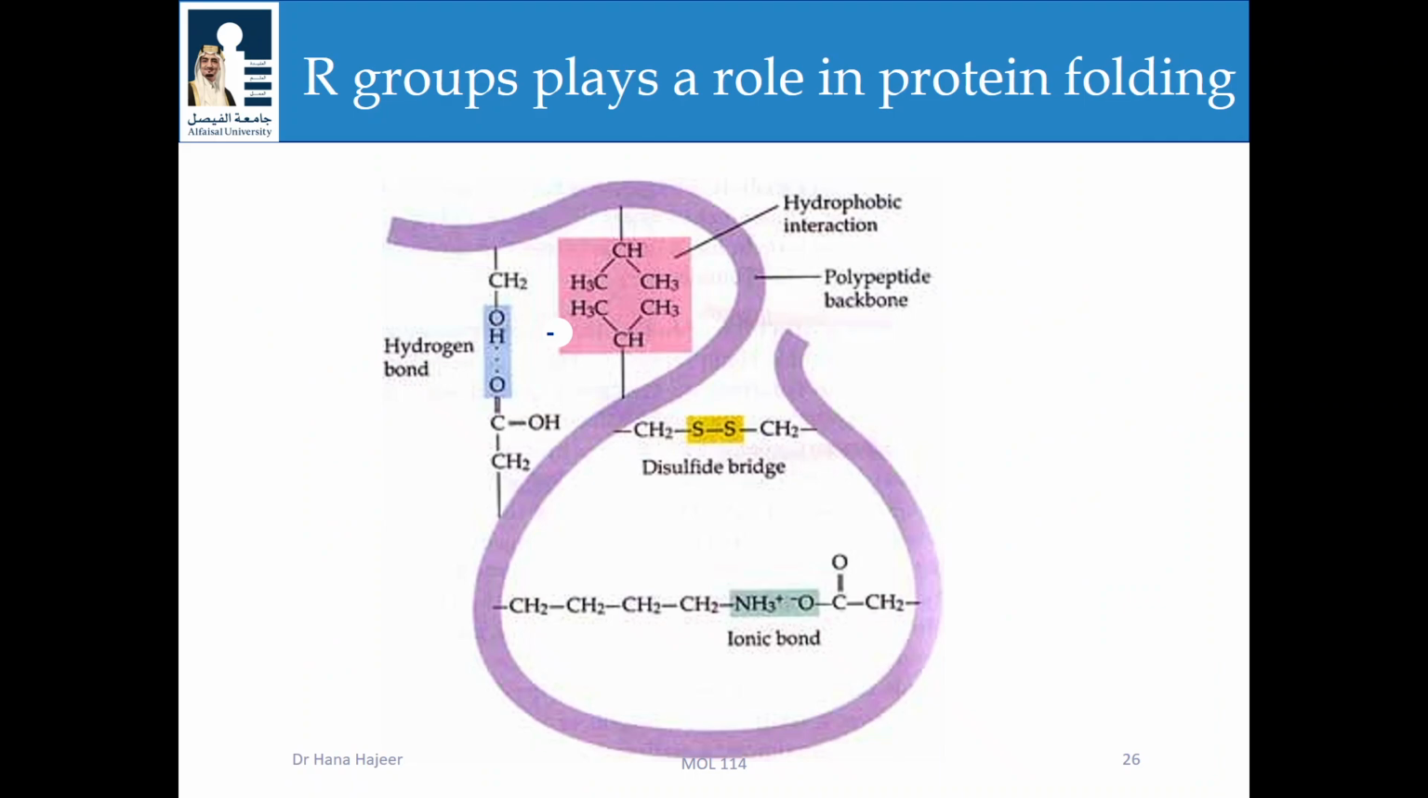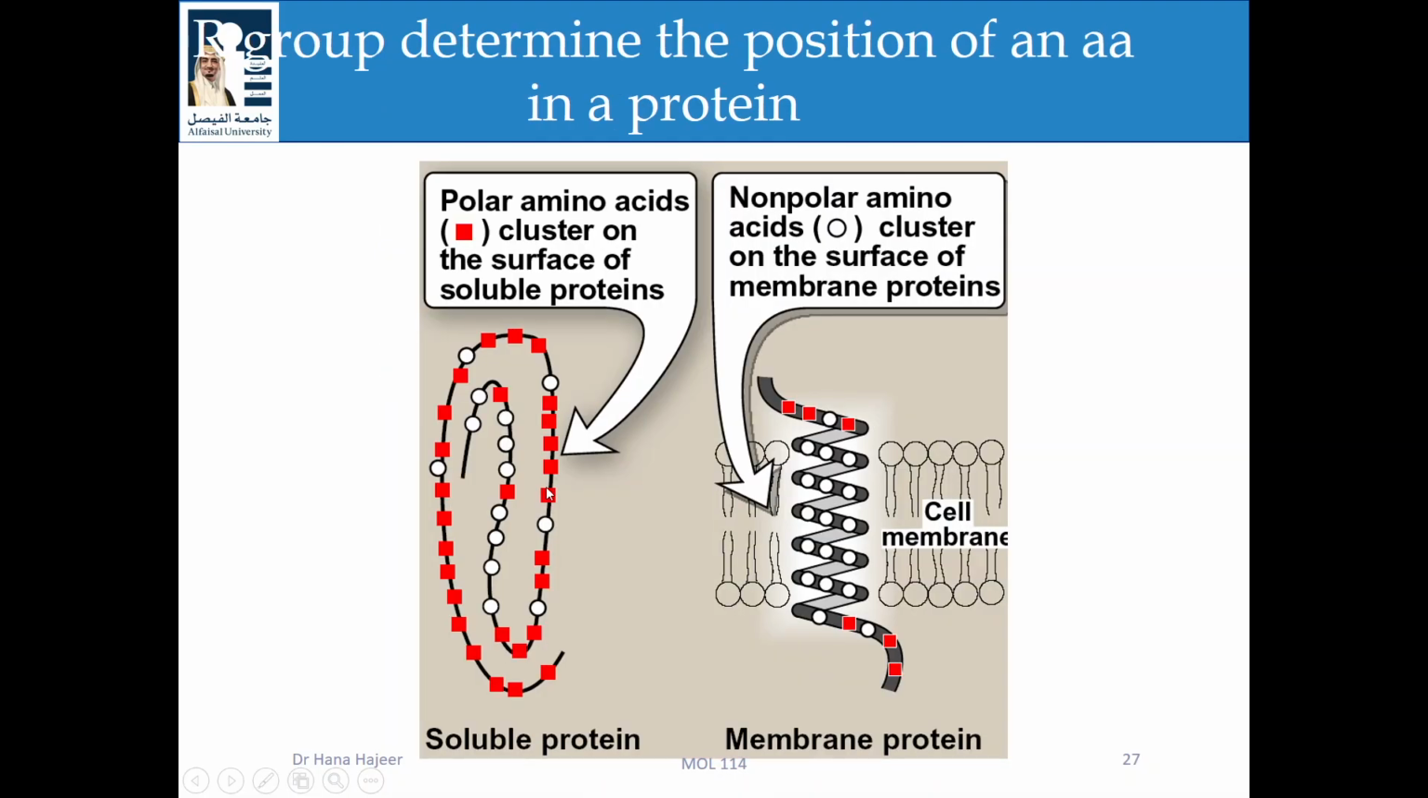So this is just an example to show you that it is the R that is going to be interacting, and this is the R that is going to influence the folding of the protein. And it is the R that will tell us whether this amino acid is going to be on the surface or inside. So if you look here, the circles are non-polar amino acids. Because they are non-polar, they have to hide inside the protein if it is present in an aqueous environment.